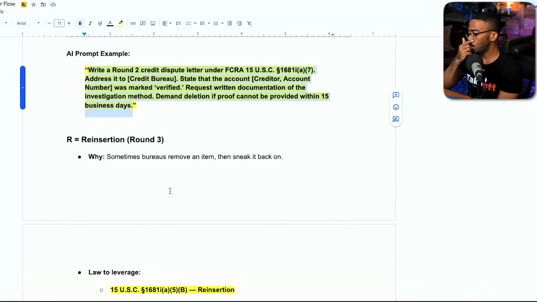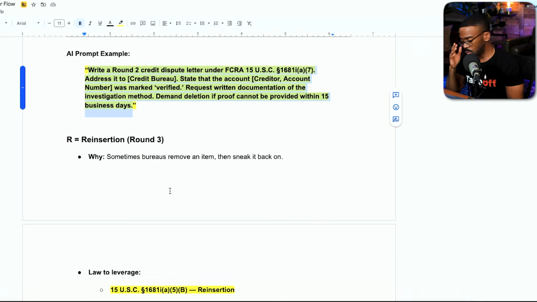With reinsertion, why is this our round 3 letter? The reason why this is our round 3 letter, once again, I created this framework around what I hear you guys tell me all the time. If it's not around accuracy, if it's not around the credit reporting agencies verifying the account, it's always this one, which is Marv, the account got deleted, but then a couple months later, they put the account back, right? Sometimes the credit reporting agencies will do that, right?